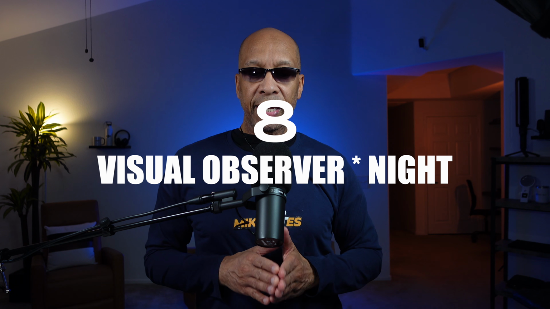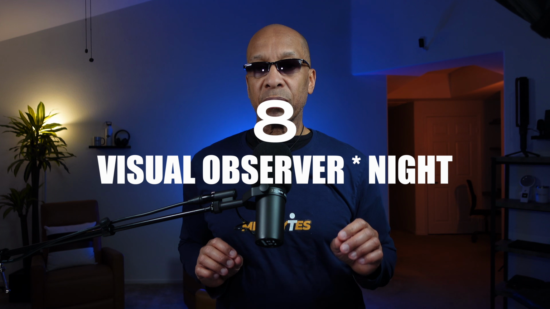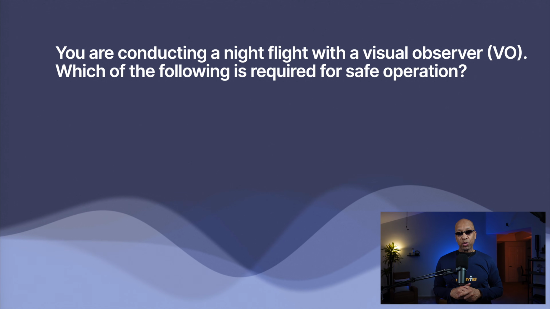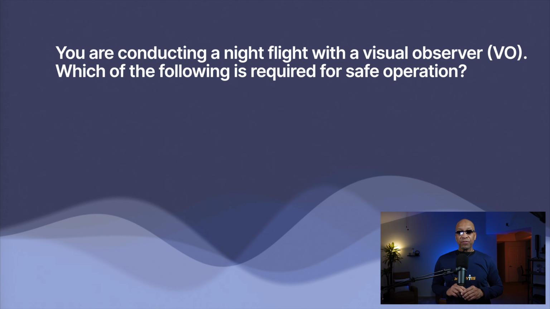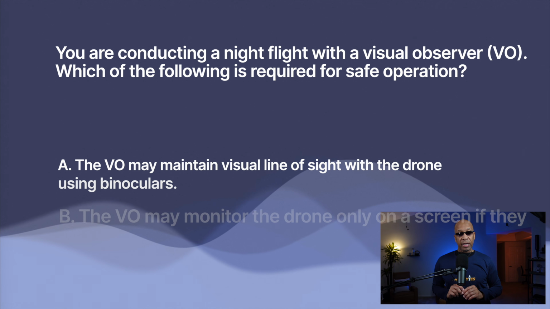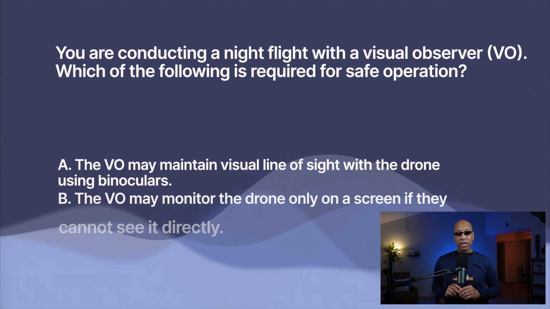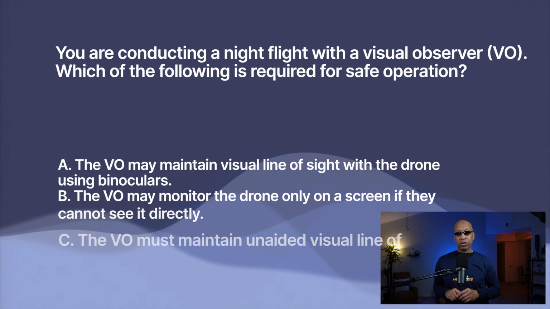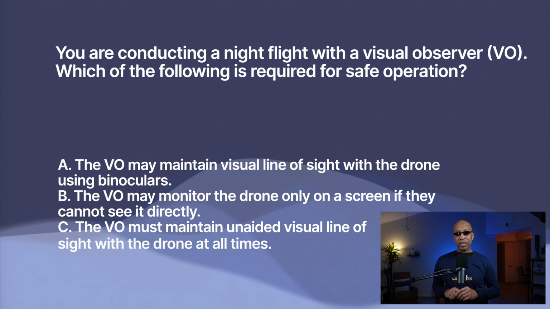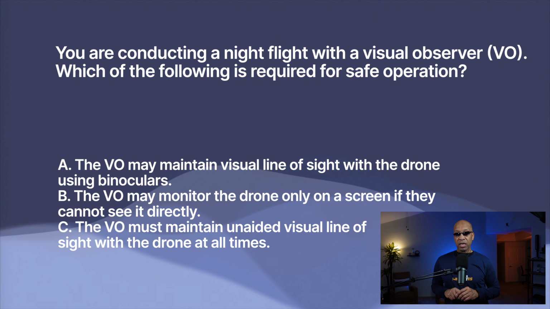Okay, let's move to number 8, and this is about using a visual observer at night. Here's the question. You're conducting a night flight with a visual observer, VO. Which of the following is required for a safe operation? Here are the answers. A, the VO may maintain visual line of sight with the drone using binoculars. B, the VO may monitor the drone only on screen if they cannot see it directly. Or C, the VO must maintain unaided visual line of sight with the drone at all times.